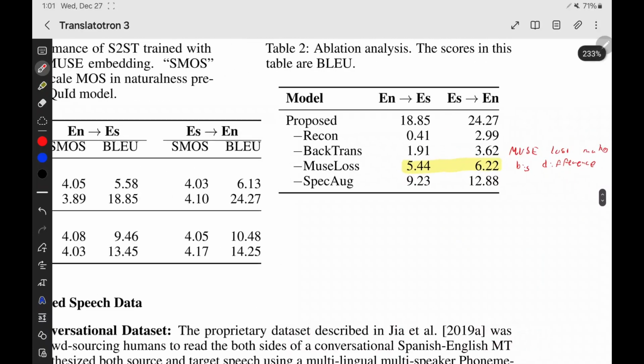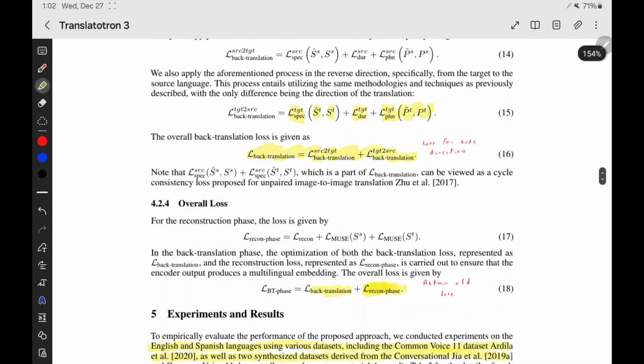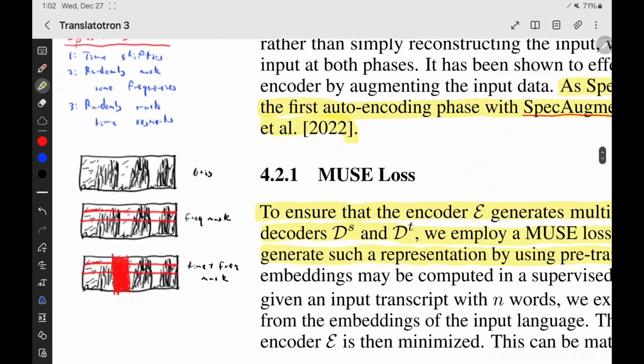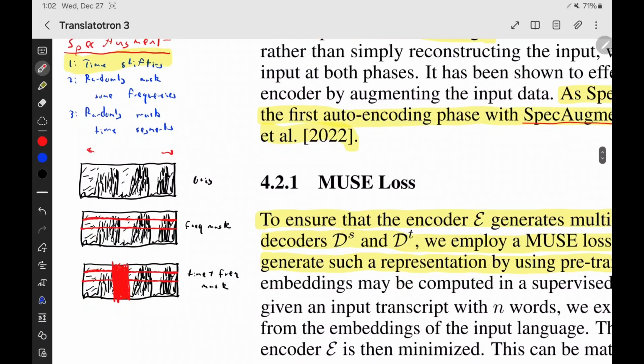And yeah, it does pretty well. If we look here, it does really bad if you only have reconstruction loss. It does really bad if you only have back translation loss. But once you introduce Muse and spectral augmentation, then it does well. Spectral augmentation, if you're curious, is just this augmentation strategy with three parts. The first part is time shifting. So you take the spectrogram, and you just shift it over in time a little bit.